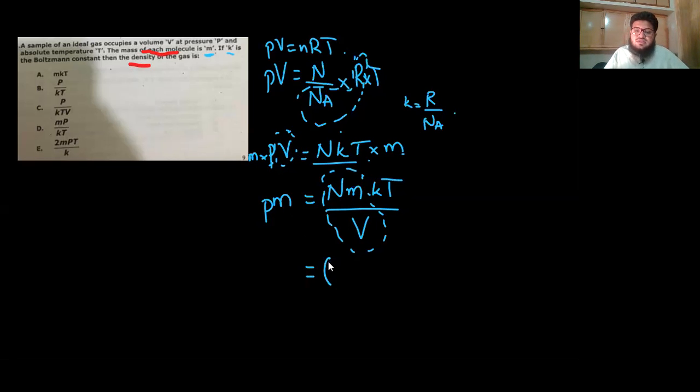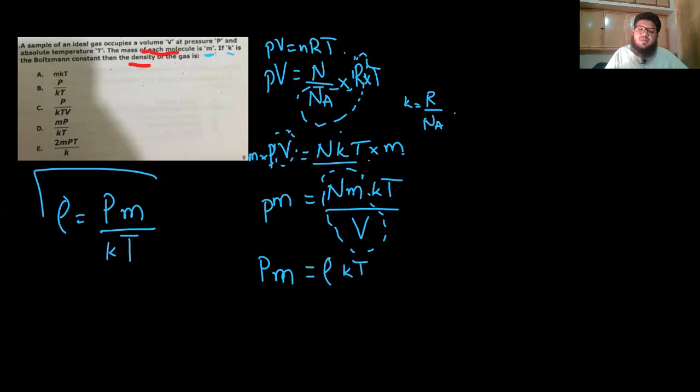So this is going to be density into K into T being equal to pressure into M, pressure into mass of a single molecule. Now just make the density the subject. So density is equals to pressure into M upon K into T. So PM upon KT is your answer, which is right over here, option D. And I know this was a tricky question.